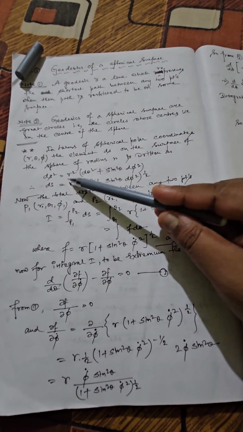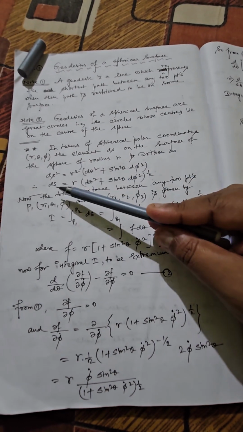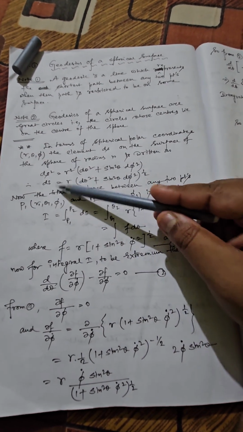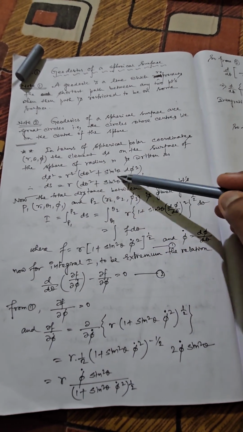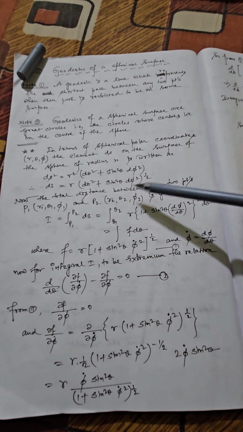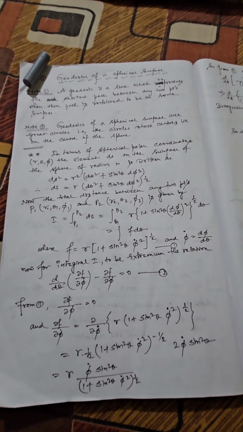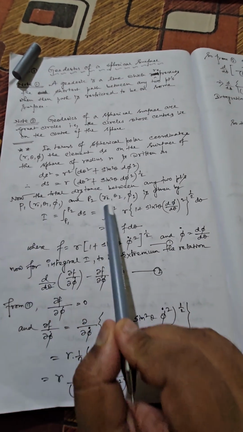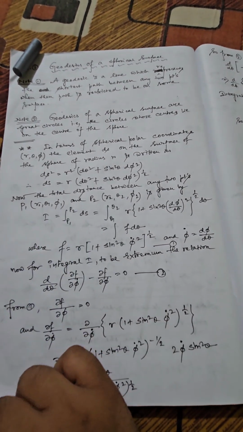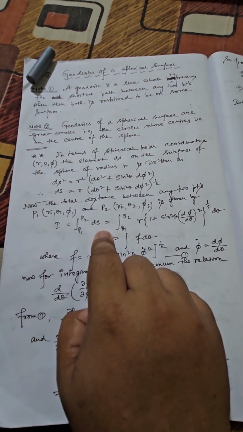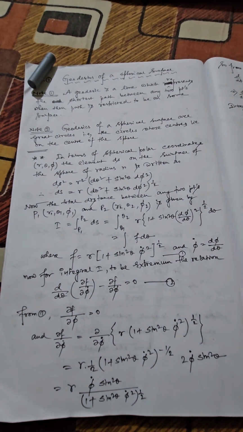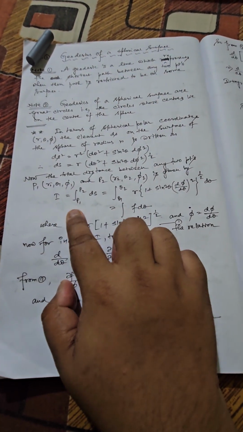Now obviously from elementary differential calculus we can say ds squared can be written as r square within bracket (d theta square plus sine square theta d phi square), so that ds can be written as the positive square root of this expression. And let us assume there exist two specific points p1 and p2, and we want to find the integral along a path joining these two points. Since s is the arc length, between p1 and p2 the arc length is very small, so we can find I by using this result.